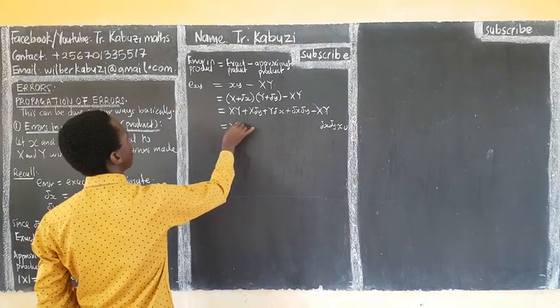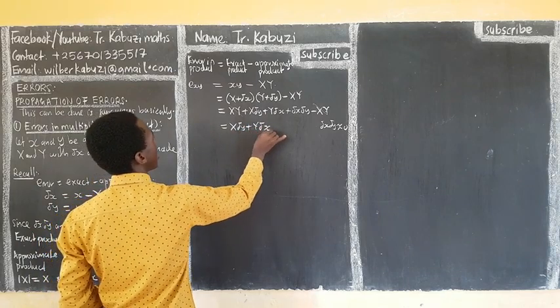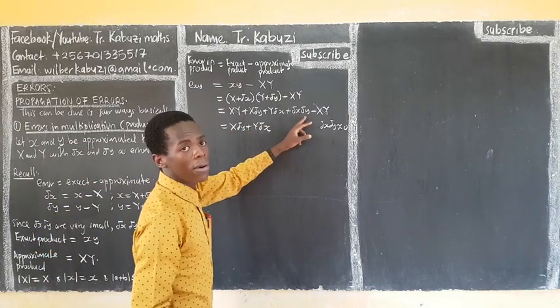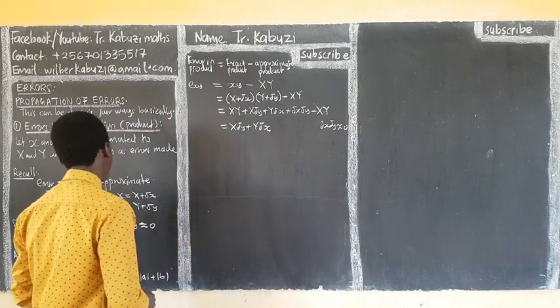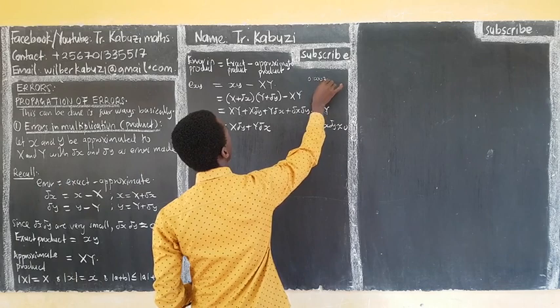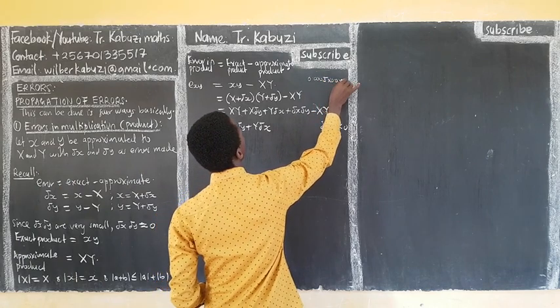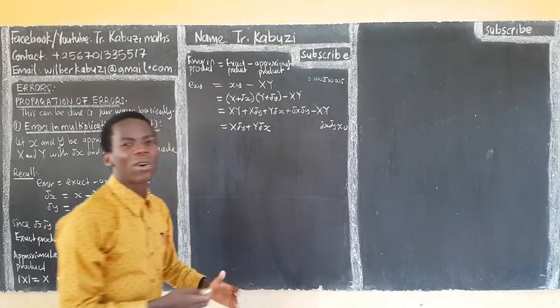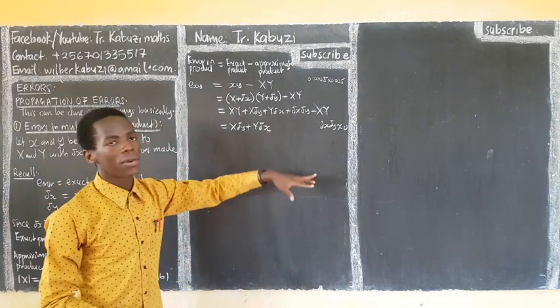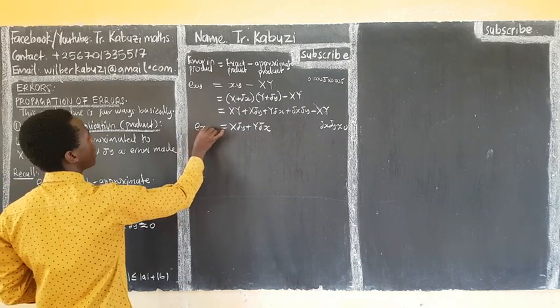So now we shall have X delta y plus Y delta x, because we said these are very small. Imagine what we mean by very small: imagine multiplying 0.0003 by 0.005. What we get is going to be very small, close to 0. We'll try that and see. So this is our error in the product.